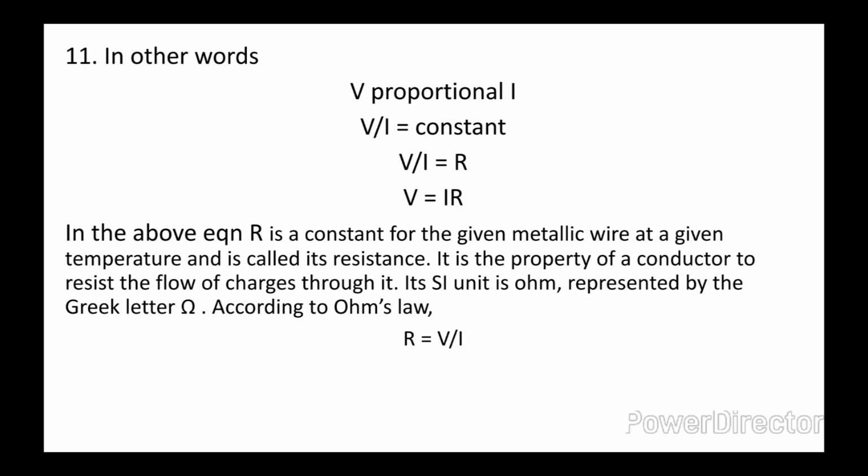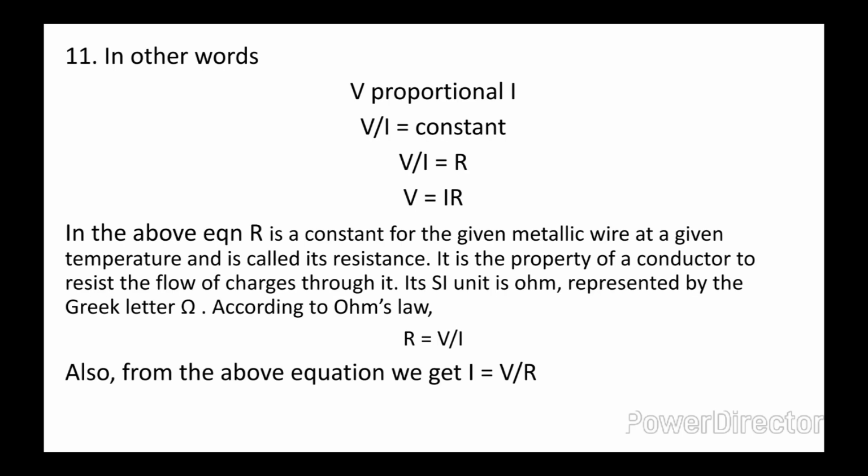So what does the constant R indicate? It indicates the resistance. And from Ohm's law, you can calculate the value of R, that is R equals V by I. So if you know the value of potential difference and current, you will get the resistance R, and the SI unit of resistance is ohm. It is represented by the Greek symbol omega.